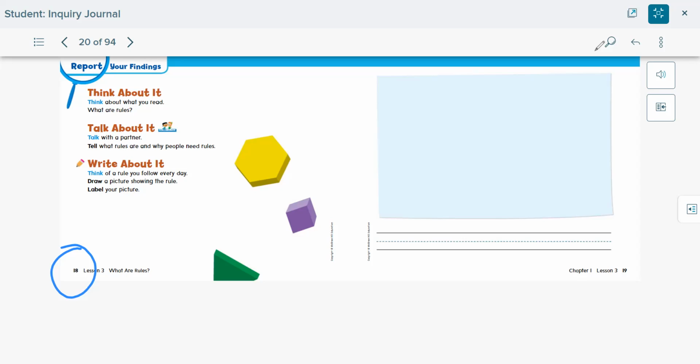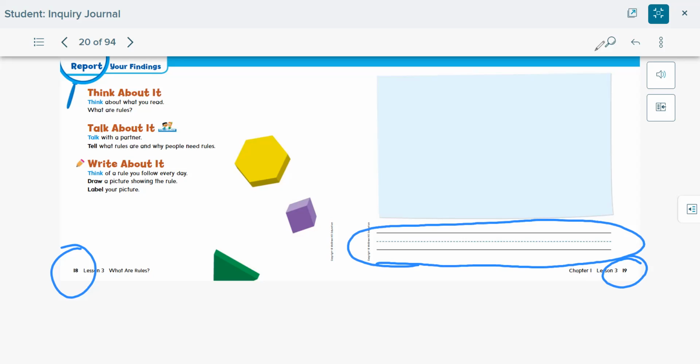So, over here on page 19 of your inquiry journal, I want you to think of a rule that you follow every day. And then you're going to draw a picture showing that rule. And then I want you to label down here, label the picture. Tell me what rule you are following.